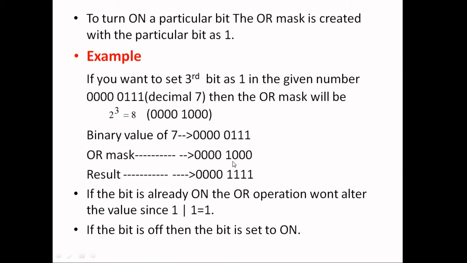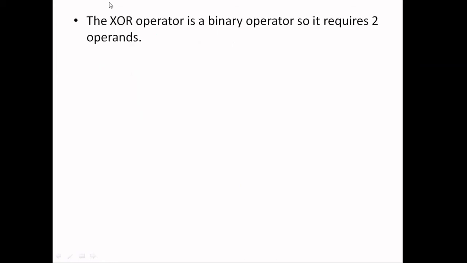So let us see bitwise XOR, or bitwise exclusive OR, represented by the symbol caret. The XOR operator again is a binary operator, so it requires 2 operands. The rules are as follows. So you have 2 bits, first bit and second bit, and here is the result.